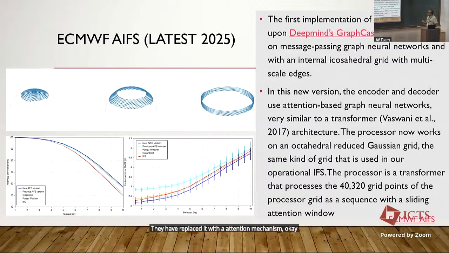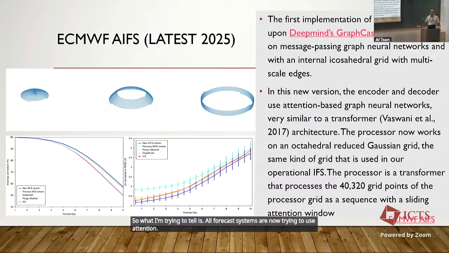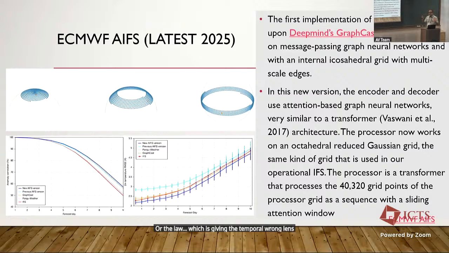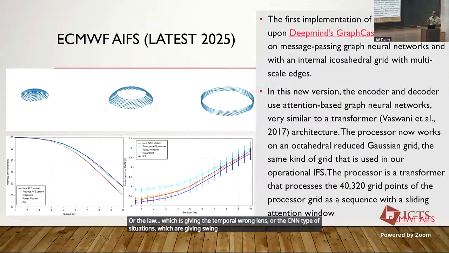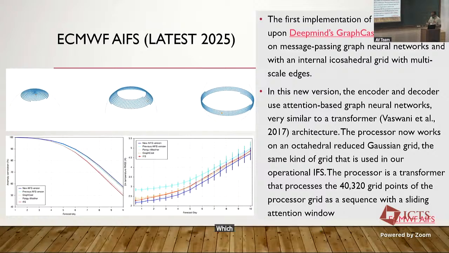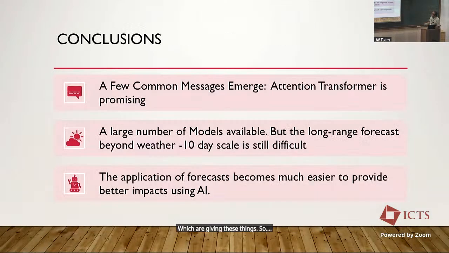They have used the Vaswani architecture. What I am trying to tell is, all forecast systems are now trying to use attention, which gives temporal long range, or CNN-type approaches such as the Swin transformer. Okay, so I'll stop here.